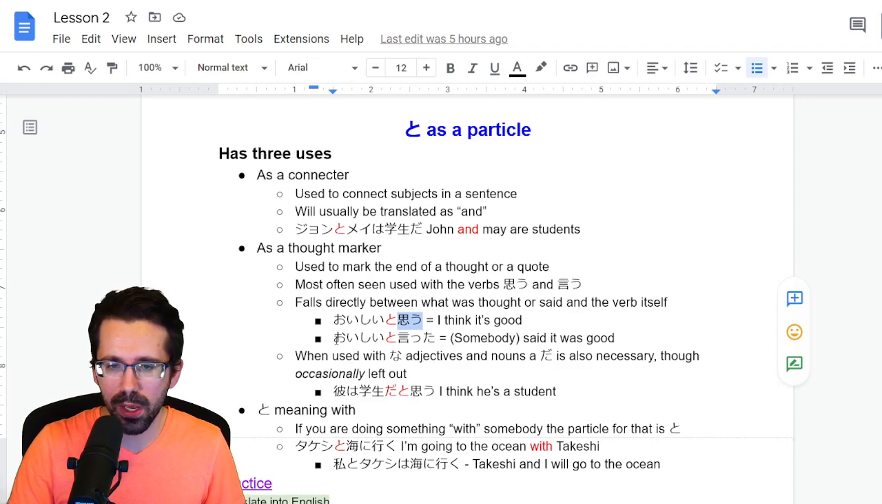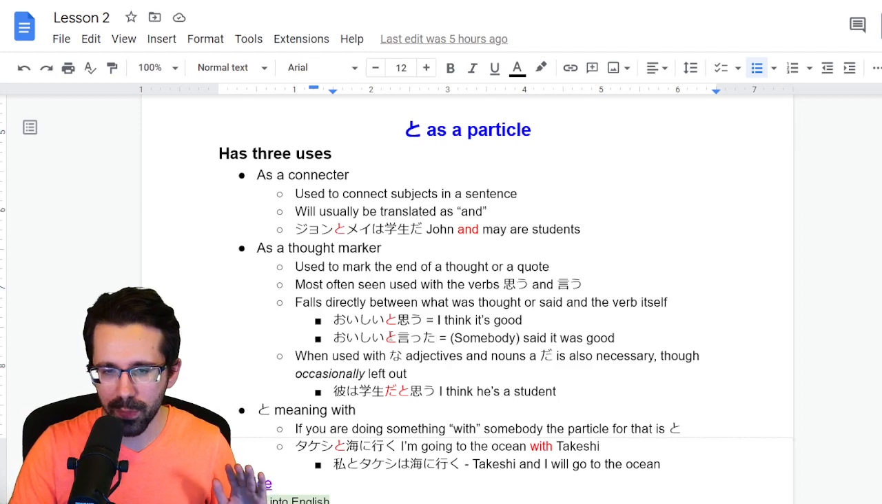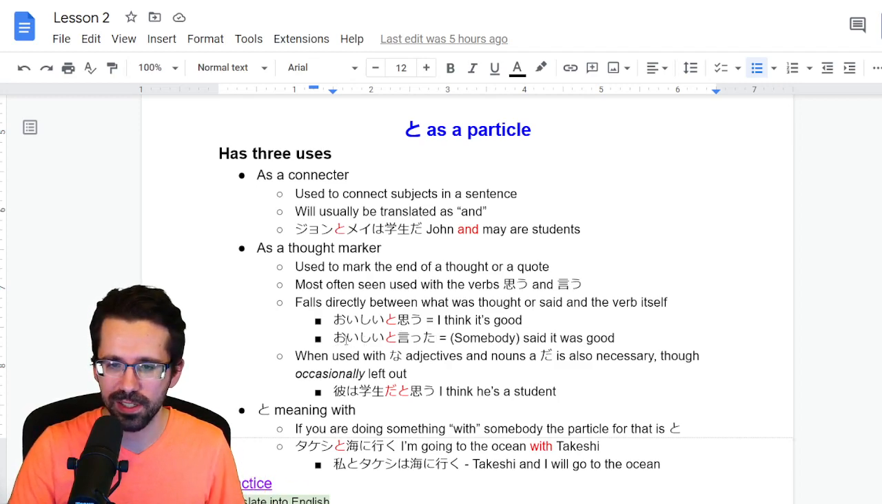Works the exact same way with iu. Here we have a past tense conjugation, oishii to itta, which means I said it was good, he said it was good. Of course, as usual, our subject is left out, and we can just guess who it is. Doesn't really matter too much. But they said it was delicious.